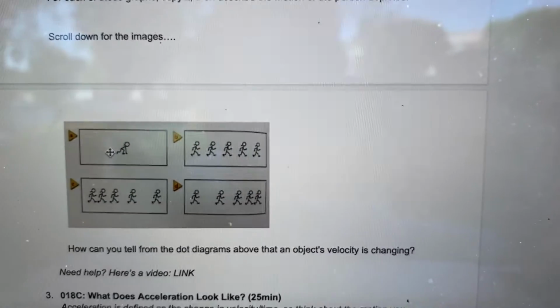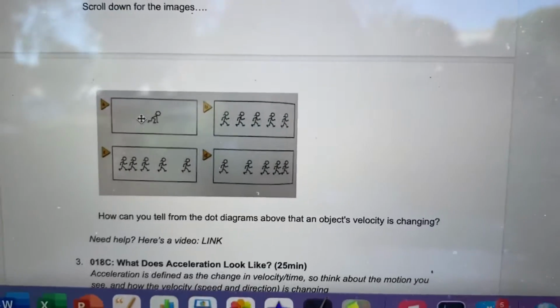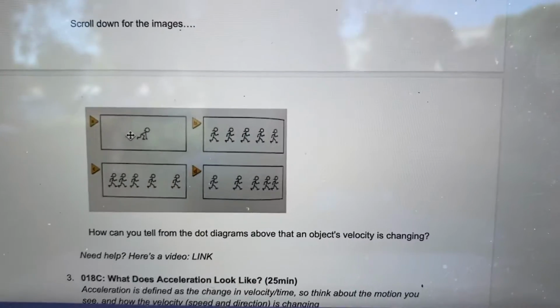So for this one, I'm going to talk about what the answers are right now. If you haven't figured out the answers yet, pause and then come back.